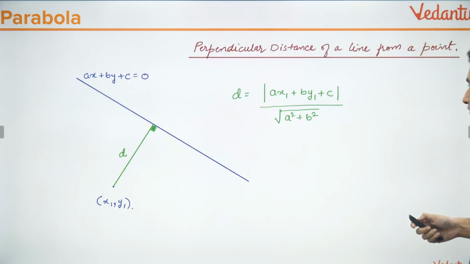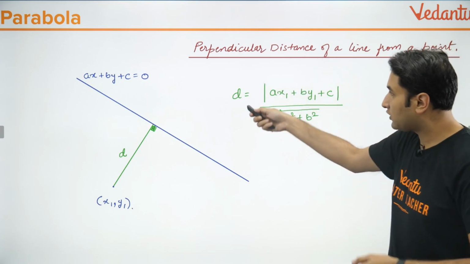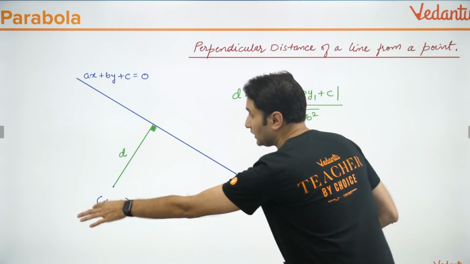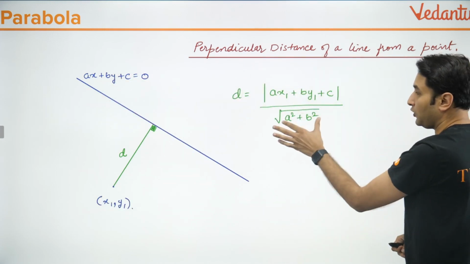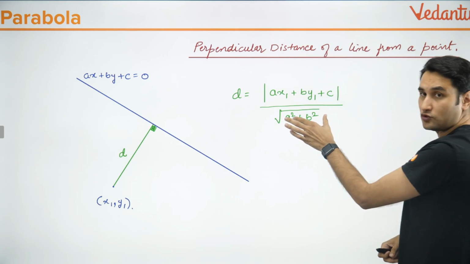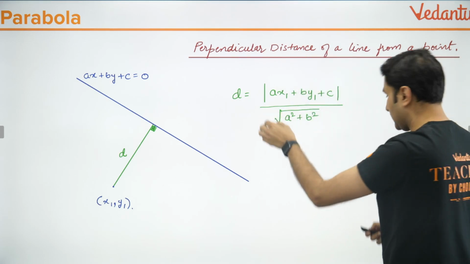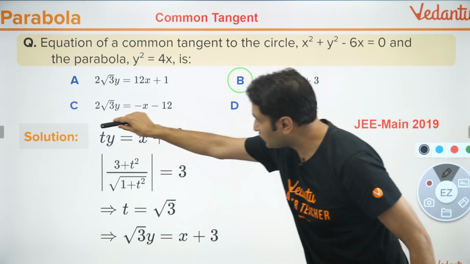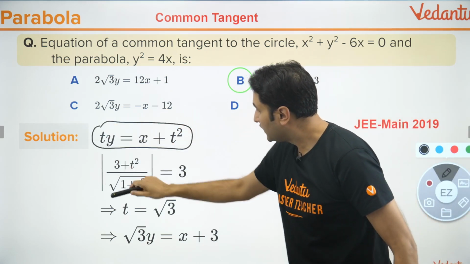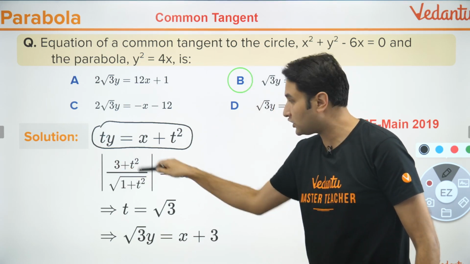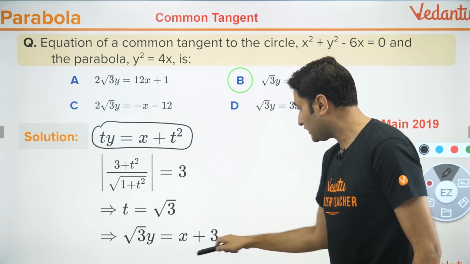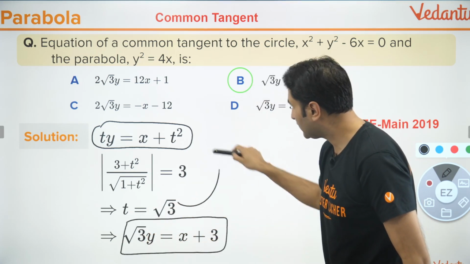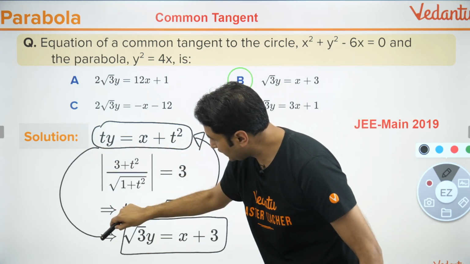How do you solve this? So this is the formula for the perpendicular distance of a point from a given line. Put the point in the equation, upon the under root of the squares of the coefficients of x and y, with a mod. Okay? So when you solve it, what do you get? So this is the equation of the tangent to the parabola. Its perpendicular distance from the center of the circle is equal to radius. Solve it, and you will get t as √3. Put it back here to get the equation of the tangent.